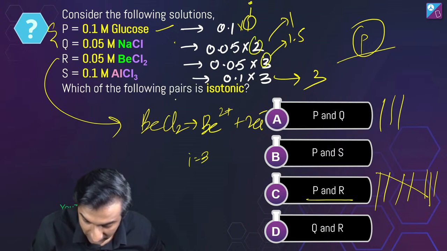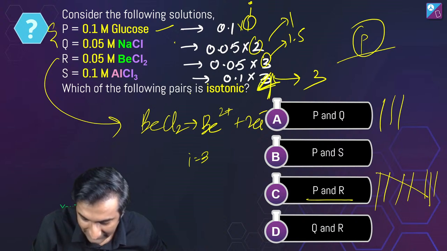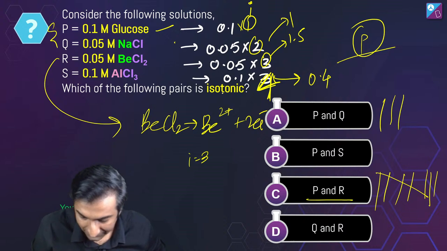And oh, this is 4. This is 3. Oh my god. AlCl3 will have 4. My bad. Sorry, friends. My bad.